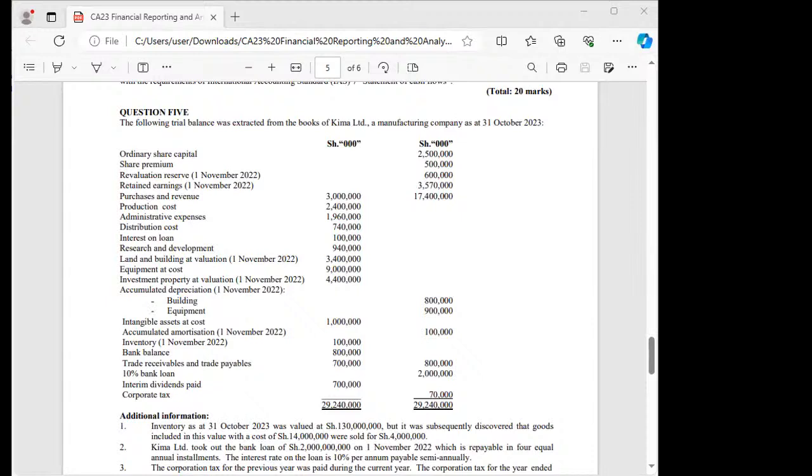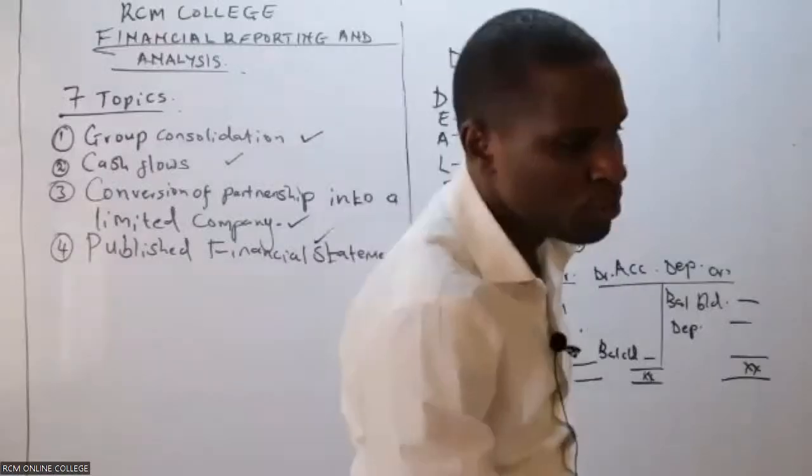Then check what you have as production cost, distribution cost, interest on loan. Those are expenses, and they are debited. So you need to be very, very smart here.